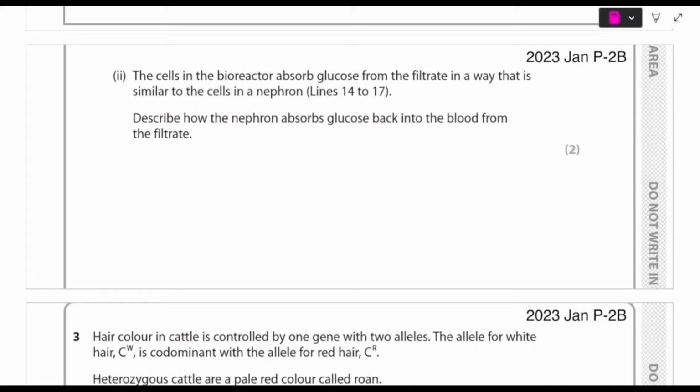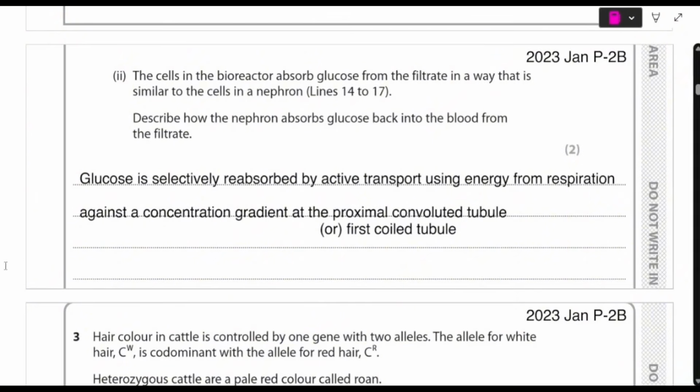First off, we have: describe how the nephron absorbs glucose back into the blood from the filtrate. So we know in the nephron, glucose is absorbed back into the blood by selective reabsorption, which involves the process of active transport, and active transport needs energy from respiration, and all of this occurs in the proximal convoluted tubule of the nephron. So this is the answer.